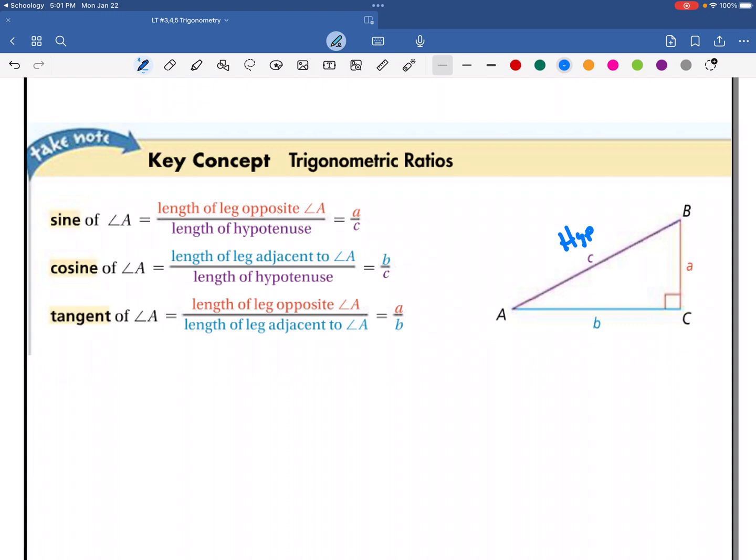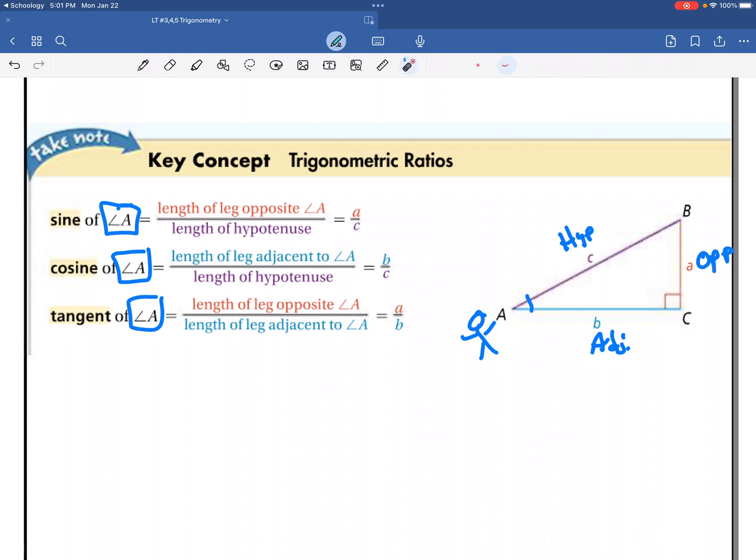If we're talking about angle A, and we're going to stand at angle A, then side B is going to be the adjacent side. It's the side right next to us, helps form the angle where we are. Notice the hypotenuse is also adjacent to us, but because it's the hypotenuse, it's trumped by that. Side A is going to be the opposite side.